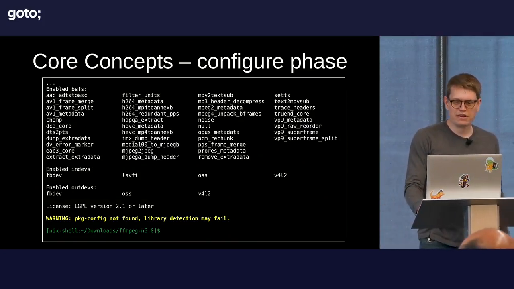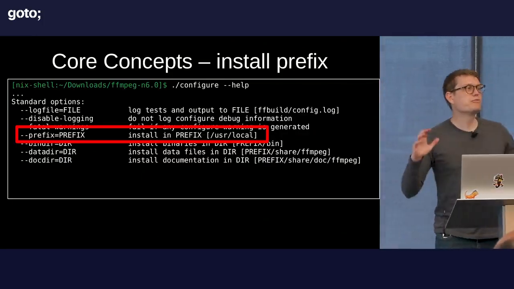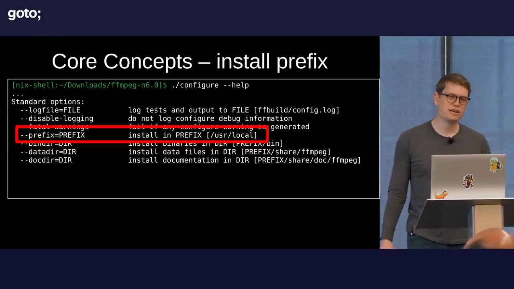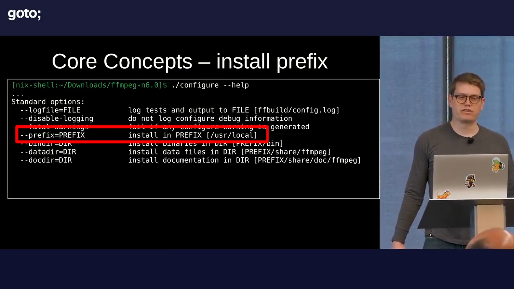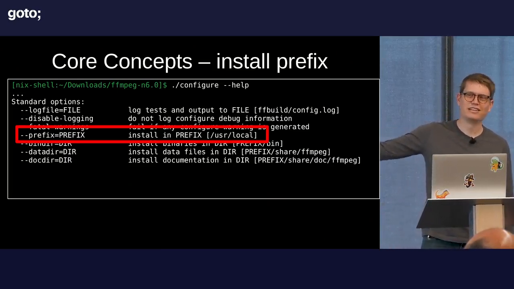Okay, so let's look at this prefix again. This is really, really important. This is the most important concept of installing software from source. And if there's one takeaway from this talk, it's that you've got to pay attention to the prefix. So do you see the default there? /usr/local.